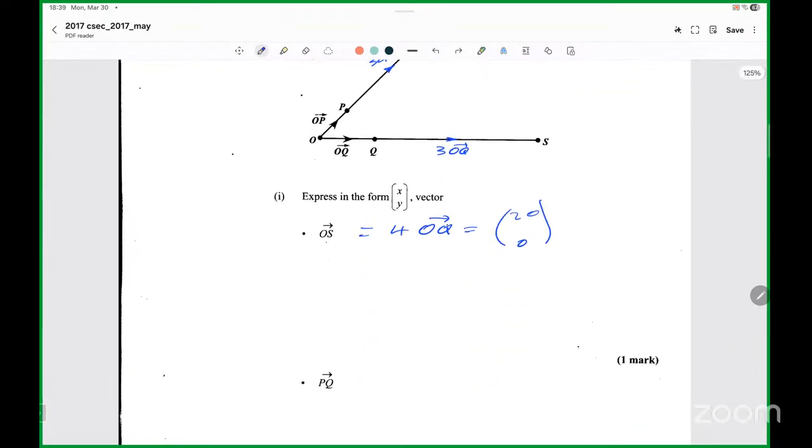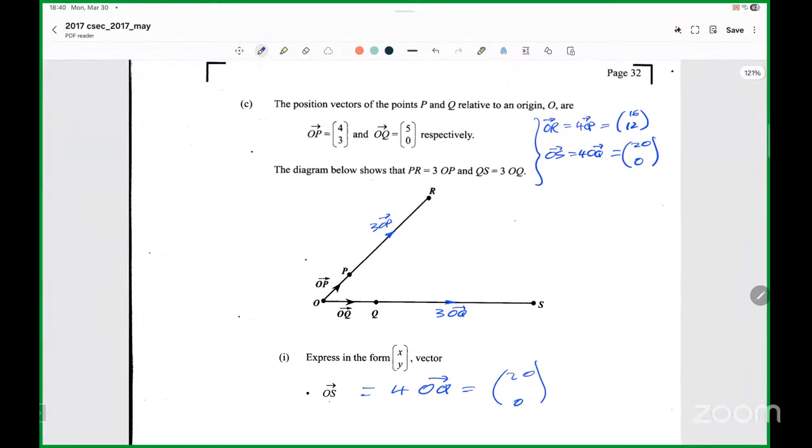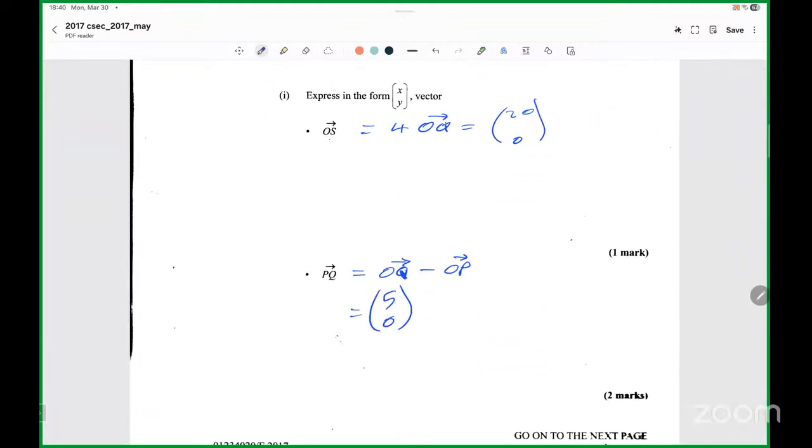The next vector I want is PQ. To find PQ, we're going to do O times the last minus O times the first: OQ minus OP. What is OQ again? OQ is (5, 0), OP is (4, 3). So 5 minus 4 is 1, and 0 minus 3 is negative 3. So (1, -3). That's the vector PQ.